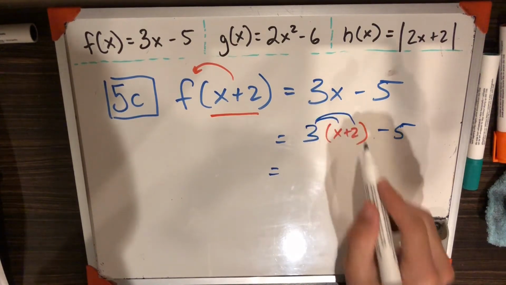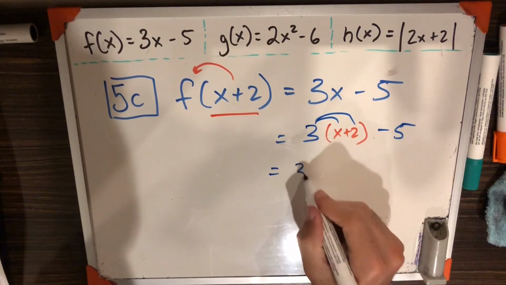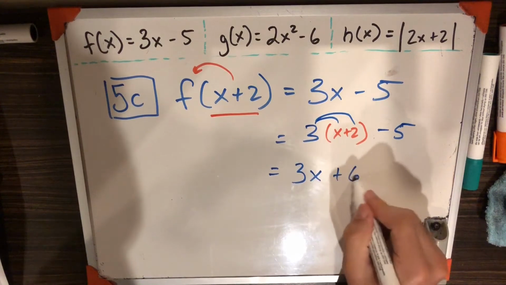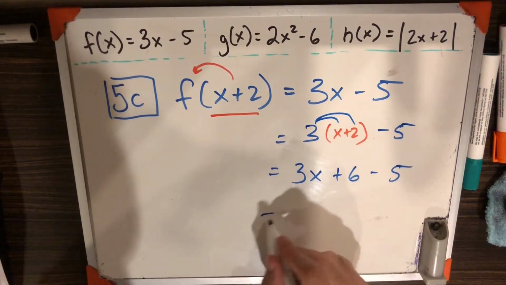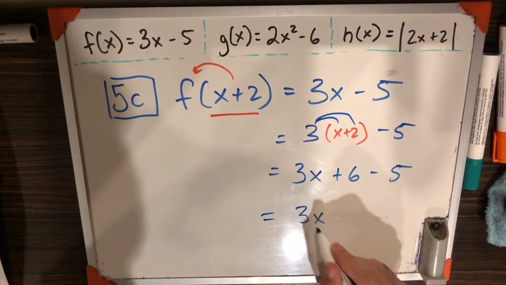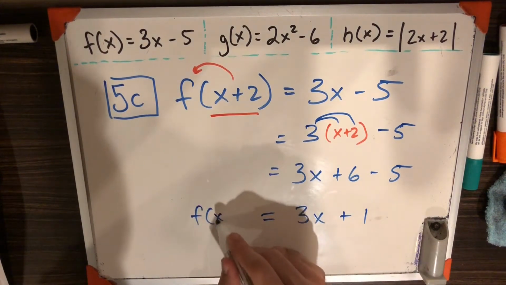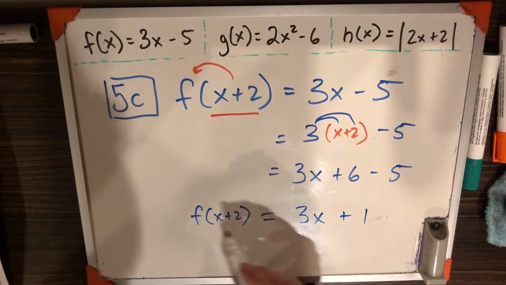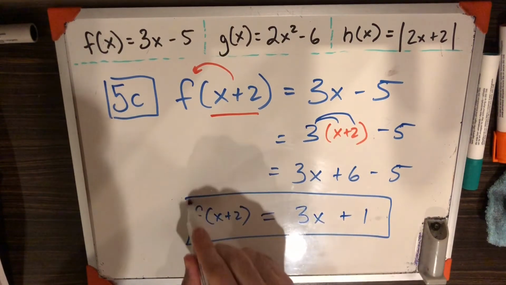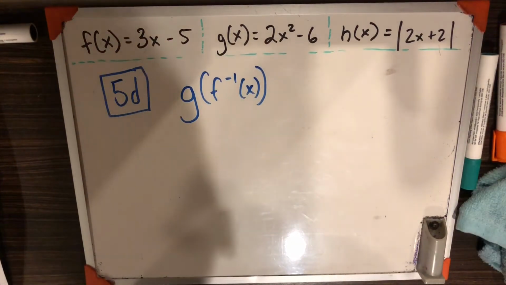This is going to distribute to both terms. I end up getting 3x plus 6 minus 5. That will end up being simplified as 3x plus 1. So I know f of x plus 2 is equal to 3x plus 1. And you're done.